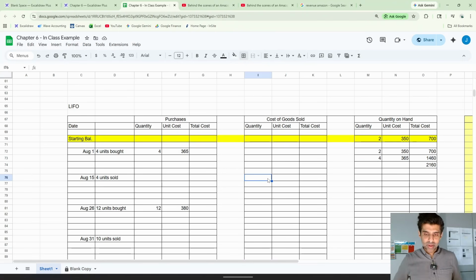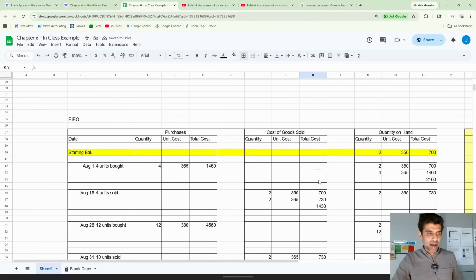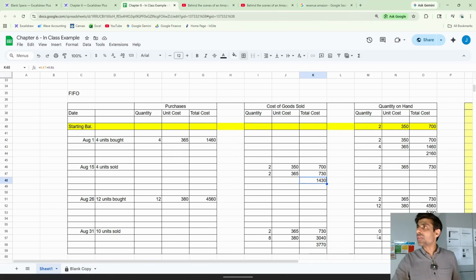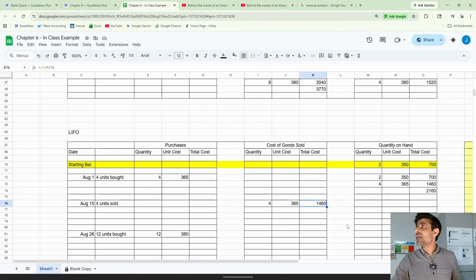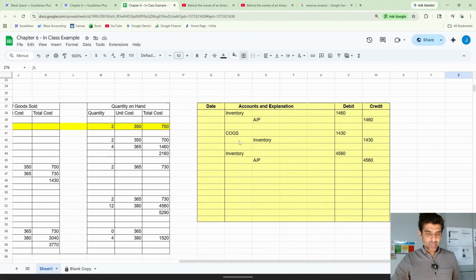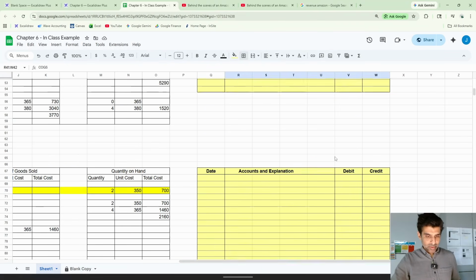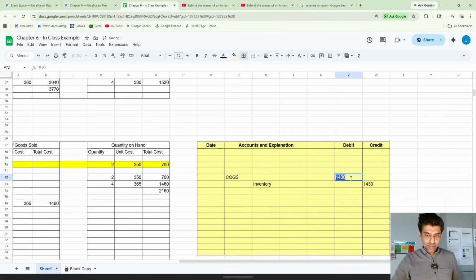Okay, so our cost of goods sold is going to be 4 units at 365 for 1,460. And if you remember back under FIFO, we had 1,430. So we have a different cost of goods sold just by changing the method. We're still selling 4 units. We're just now using LIFO instead of FIFO. Okay, so then we would have, whatever, cost of goods sold, this, but instead of 1430, it'd be 1460.